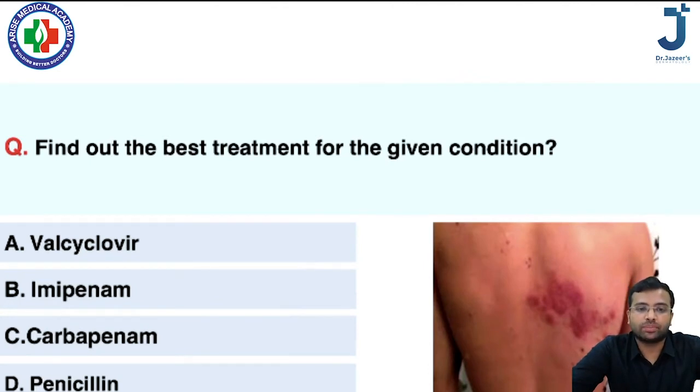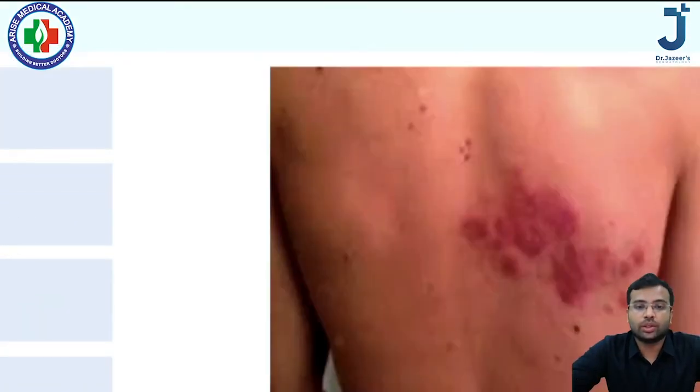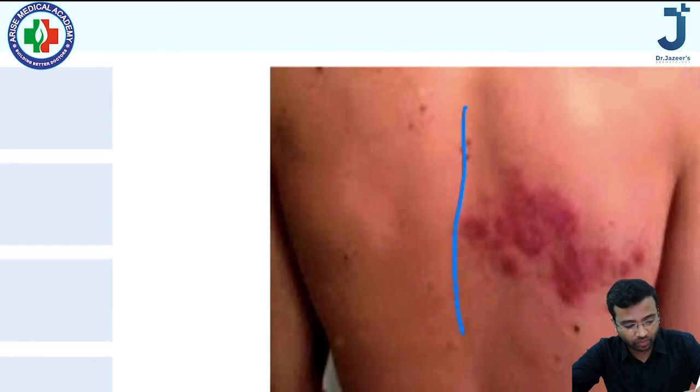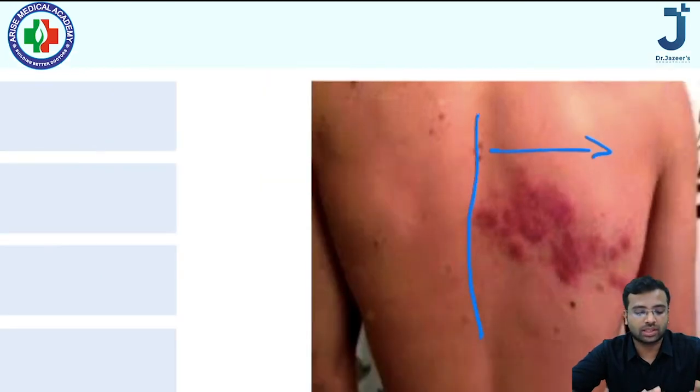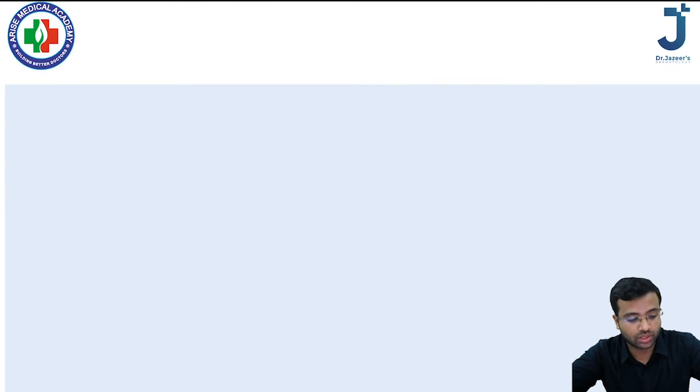Now, going to the next question. This question can be categorized either under pharmacology or under dermatology: find out the best treatment for the given condition. If you carefully examine the lesion here, you can see that it has a very clear midline demarcation. If you would ask me how to describe the lesion, I would say it is a vesicular lesion on an erythematous base with a clear midline demarcation. Such a description best fits herpes zoster.